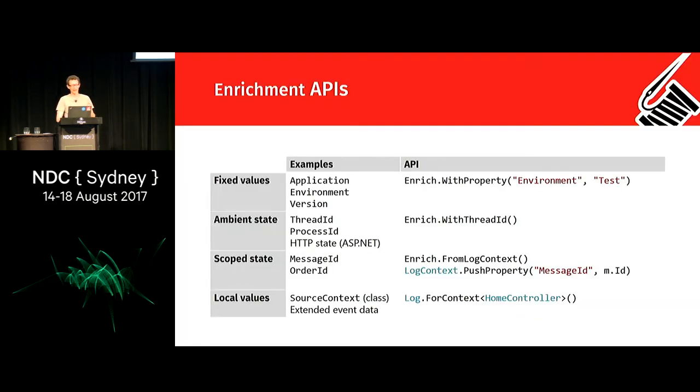So at the moment in Serilog itself, we've got things like the APIs for doing fixed values for the ambient state, for scoped state. You can also attach properties to an individual event using an enrichment API called ForContext. So take Log.ForContext, pass a property value, and then that gives you a customized logger that will attach that value to every other event that you raise through it.